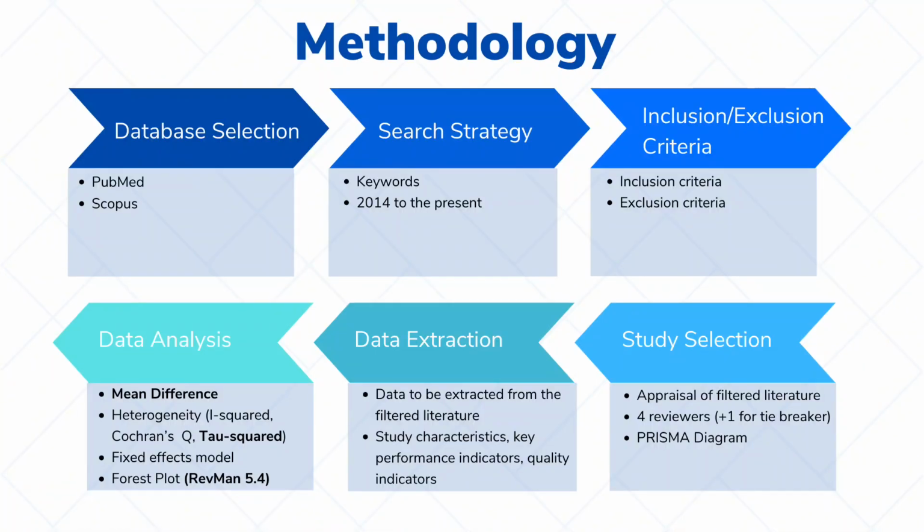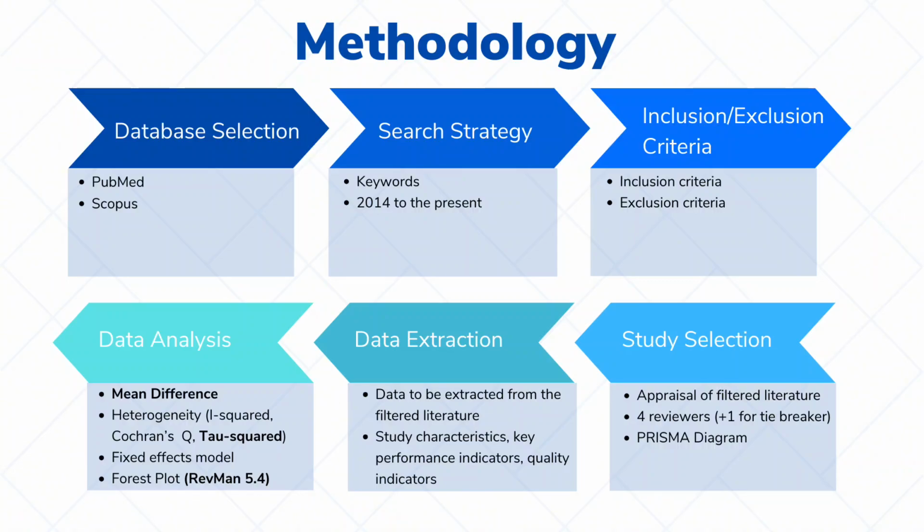This is a diagram summarizing the flow of our methodology. Firstly, we conducted a database selection wherein we could narrow down possible databases to the ones available and accessible through DLSU libraries. These are the PubMed and Scopus databases. Secondly, we employed a search strategy wherein we used words like microplastic, wastewater, sewage, effluent, and treatment, and limited the search to related studies only from 2014 to the present.